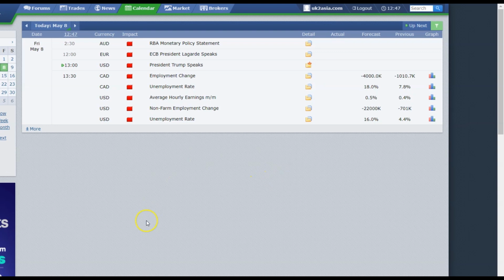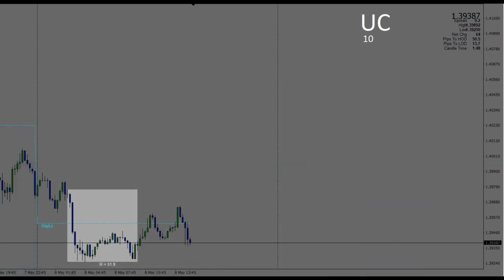So here are the red news events that I was looking at. The Canadian dollar, there were two events there. It was the employment change and unemployment rate, and the US dollar, average hourly earnings, non-farm employment change and unemployment rate. So they can be big movers. So that's what I was looking at when I opened up the charts.